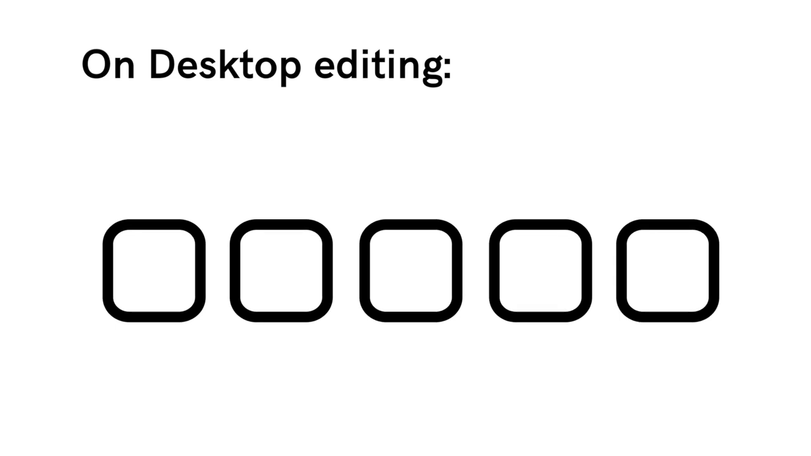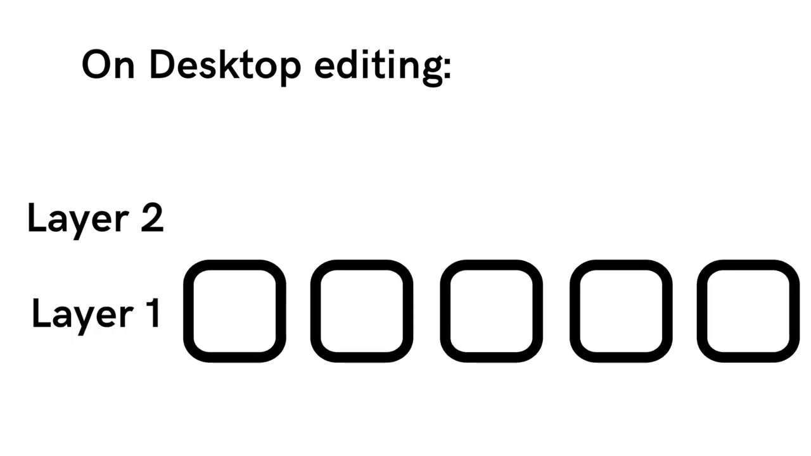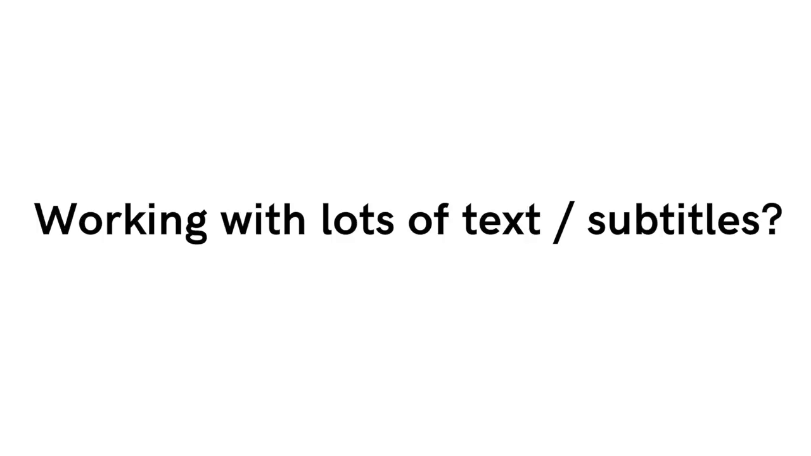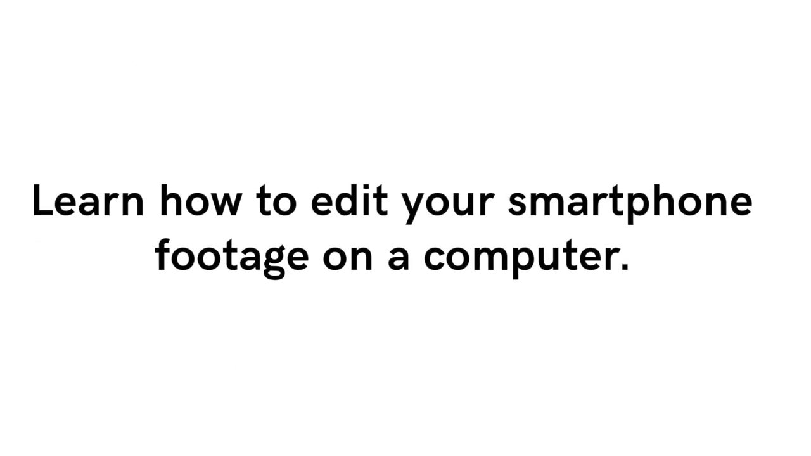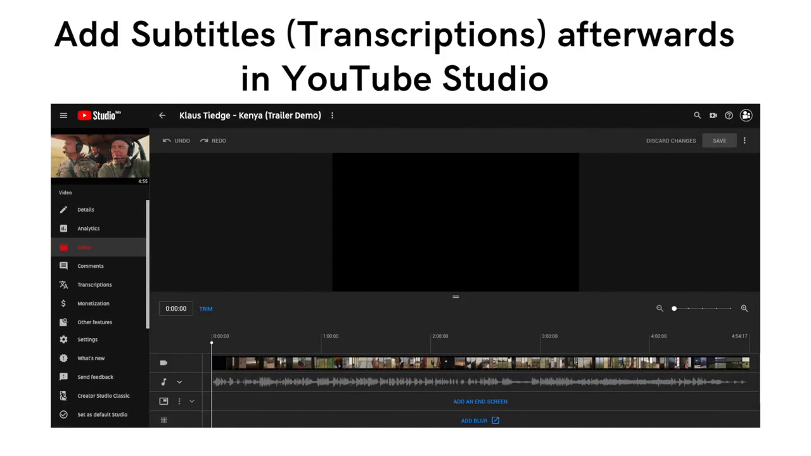On a computer and some mobile apps, the editing software allows for layers. What this means is that the text is added above the timeline as its own entity. You can then freely choose where to place it, and this makes it a lot easier when working with subtitles. If you are going to work with lots of text, then I suggest you rather learn how to edit your phone footage on a computer. Or you can also upload your video to YouTube without titles and add them in there later.